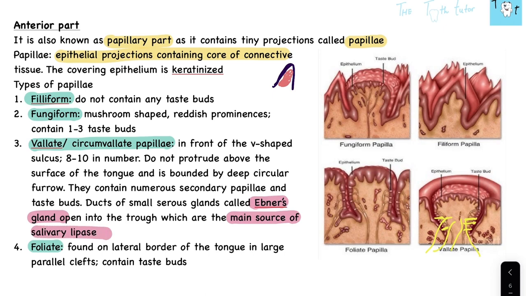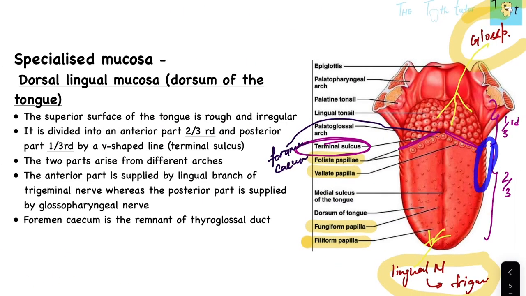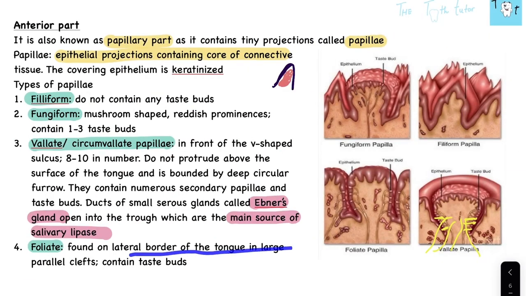Now the last one we have to discuss is the foliate papillae. They are found on the lateral border of the tongue. So we discussed that foliate papillae are present over here. They are found on the lateral border of the tongue in the large papillary clefts, and they contain taste buds. So there is nothing special, nothing new. These are found in the clefts of the tongue on the lateral border, and they have taste buds.